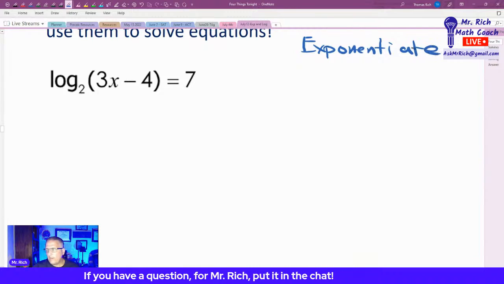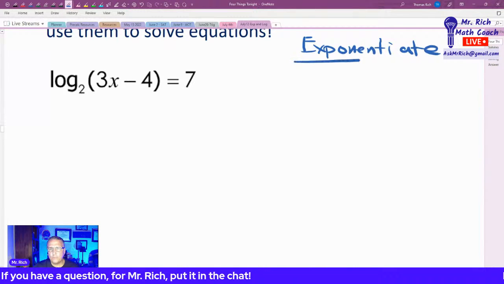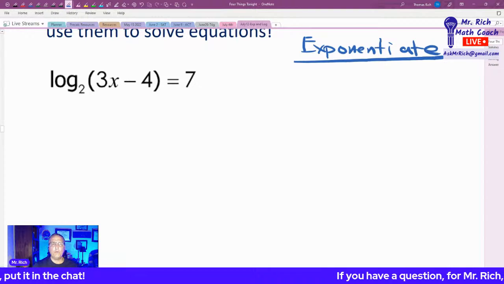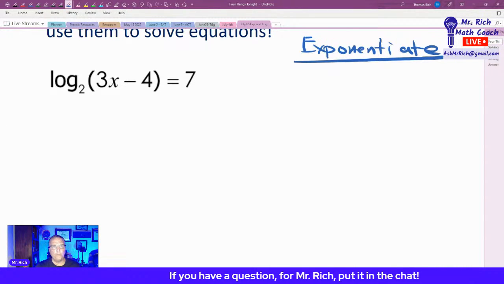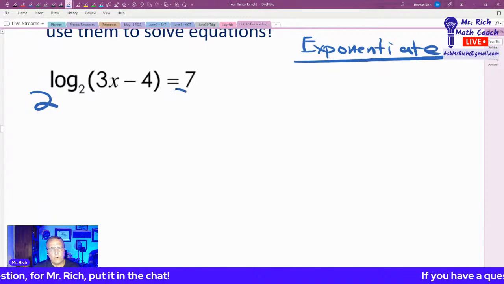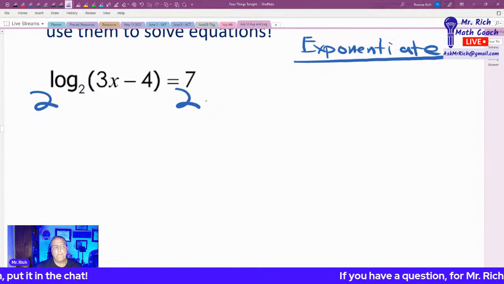It's not a word that I hear often used in Algebra 2 classes, okay? But exponentiate means I am going to raise power on both sides. That's an algebra move. I'm doing it to both sides of the equation. I am going to raise 2 power on both sides.